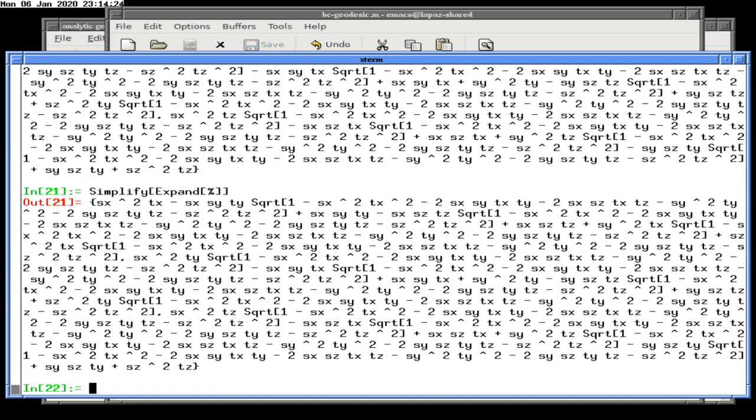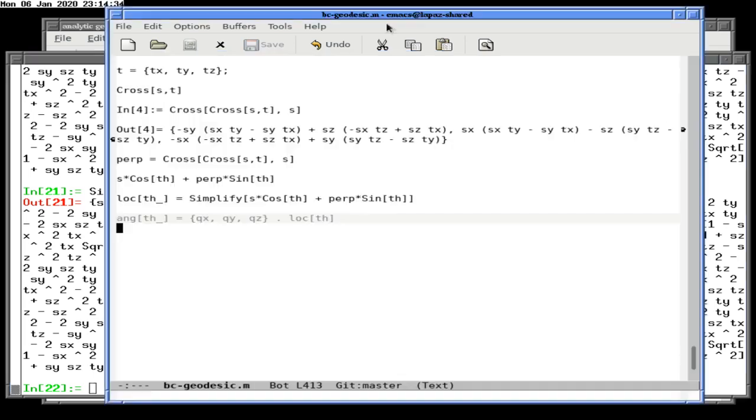Okay, bad things have happened. I guess at some point we could tell it that the norm vectors were 1, and that might help with some of this stuff here. But for right now, let's take a chill. So that's an angle. And so now we want the d angle theta. This is where we measure the change in the angle as theta changes, the change in the angle between the great circle and qx, qy, qz.